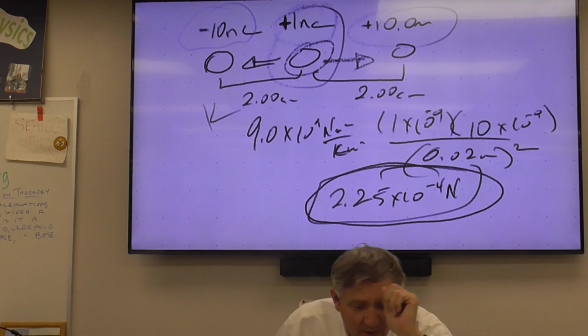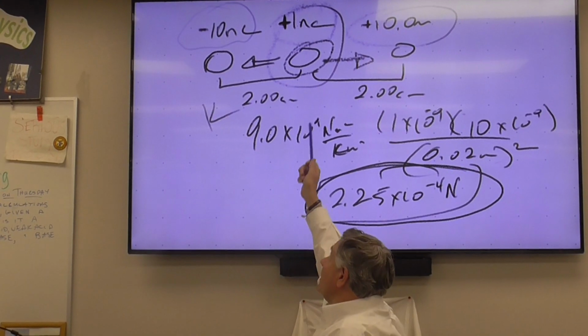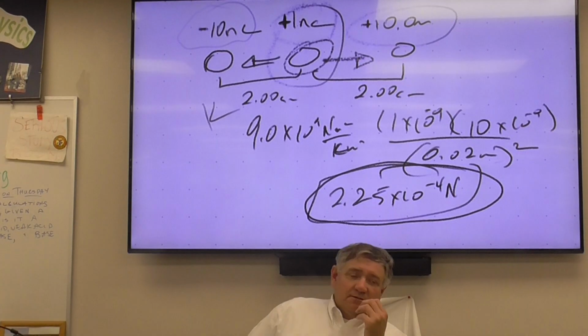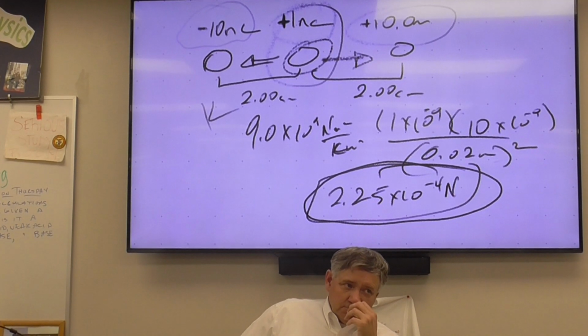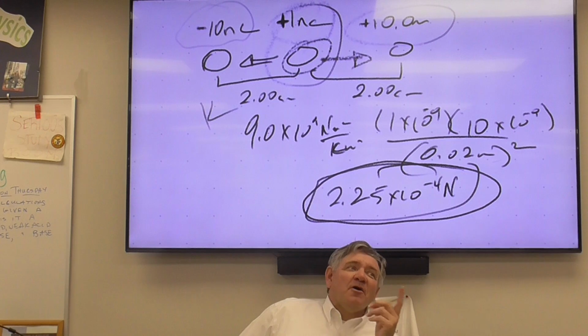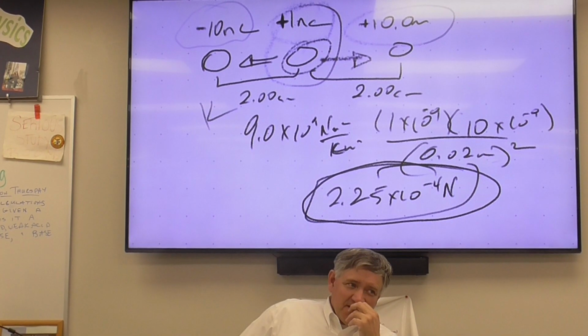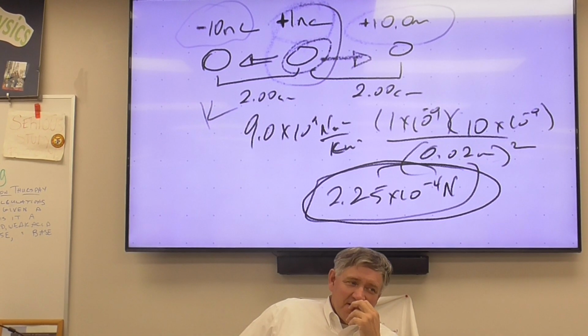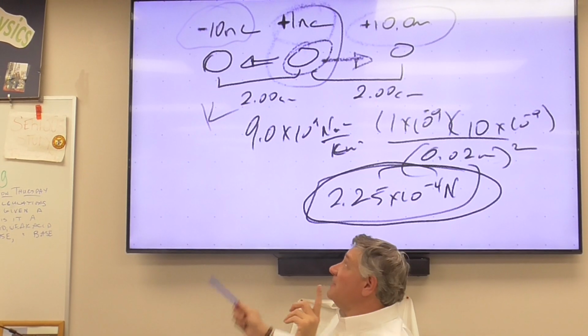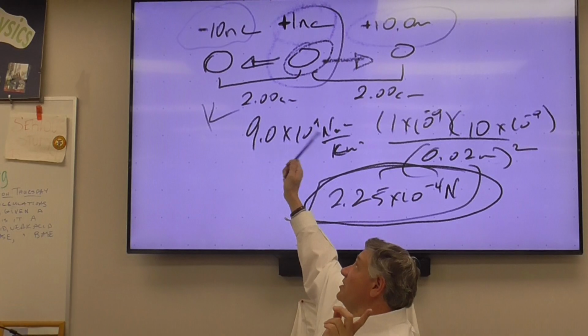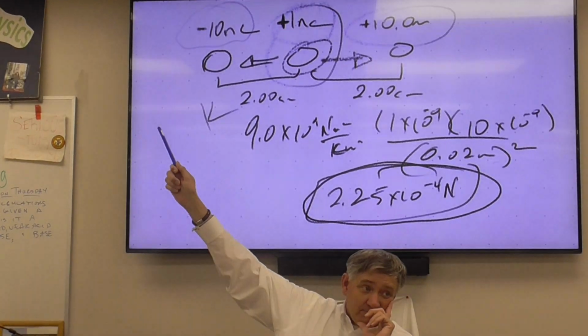What if I made that one a negative 10 nanocoulombs? It gains twice the force in the center. Why, Jacob? Because it's being pulled one way and pushed the other way, but both ways it's the same force, so it just doubles. Wonderful answer.